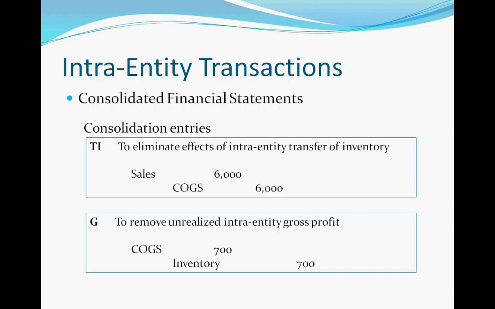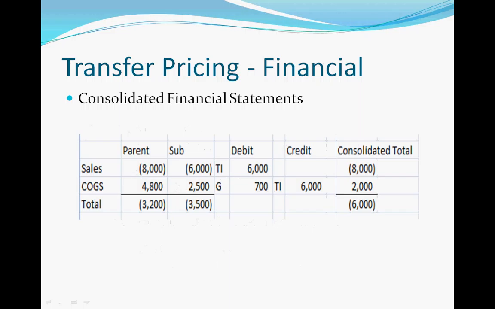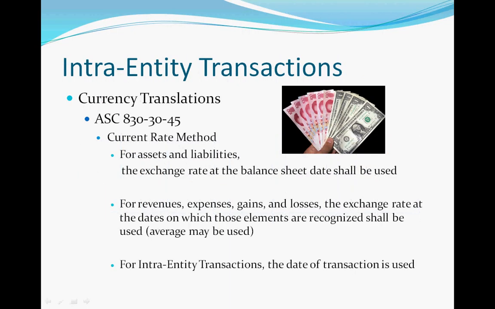When consolidating financial statements that involve a foreign subsidiary, a currency translation must take place of the financial statements. Accounting Standards Codification 830-30-45 states that a company must use the current rate method to translate the foreign financial statements. For financial accounting, intra-entity transfers are the same whether they are domestic or international. The only change is if there is a currency translation.